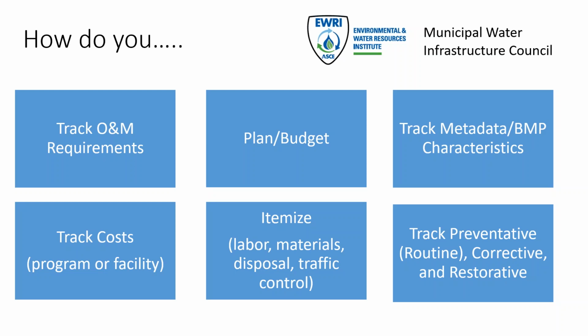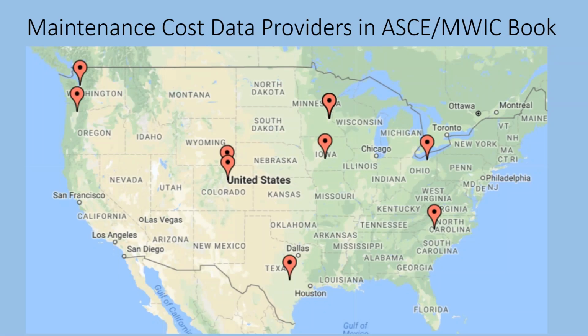And then they looked at questions like, well, how do we track costs? Is this at a programmatic level, all lumped together? Or is there an ability to track costs at an individual facility level? When we're tracking costs at a more detailed level, what kinds of things need to be itemized in terms of labor, materials, disposal, traffic control, those kinds of things? And then some questions about tracking the three different categories of maintenance costs: your routine preventative maintenance, corrective maintenance, and then your major rehabilitation and restoration efforts. So those were the starting questions.